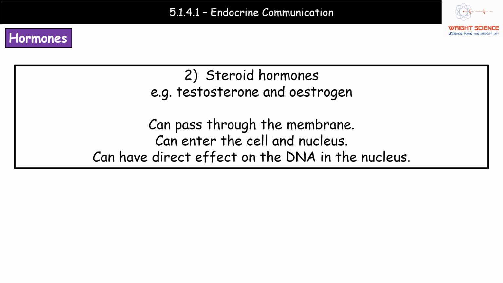The second type of hormone are the steroid hormones, and these are ones you've encountered like testosterone and estrogen. Key thing about our steroid hormones is that they can pass through that cell surface membrane. Therefore, they are able to enter the cell and also enter the nucleus of the cell. So this means that they can actually have a direct effect on the DNA that's obviously stored within the nucleus.